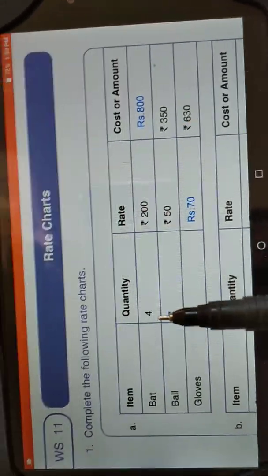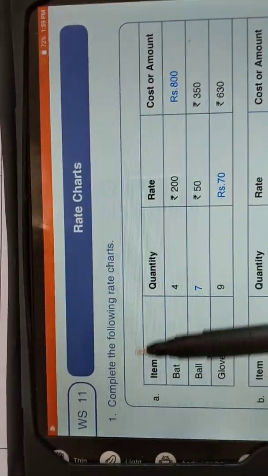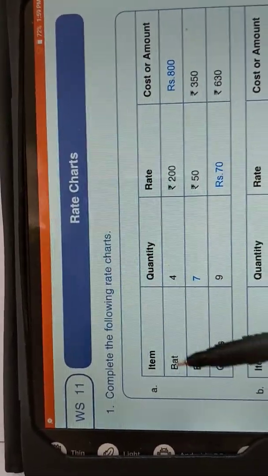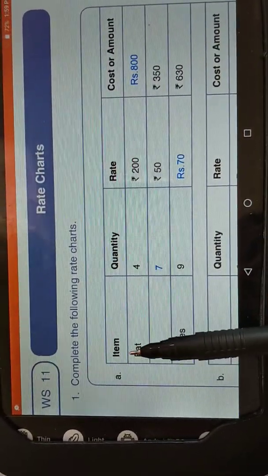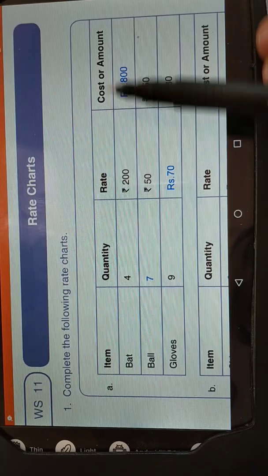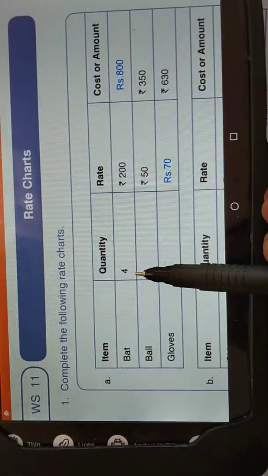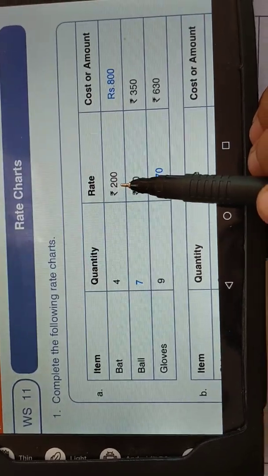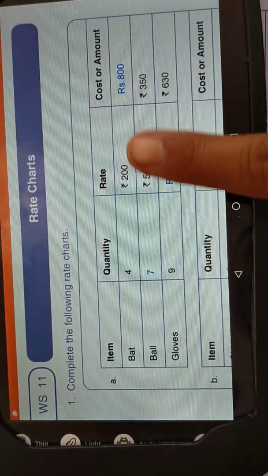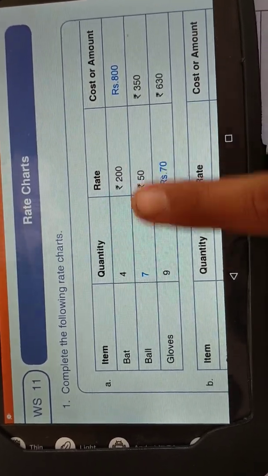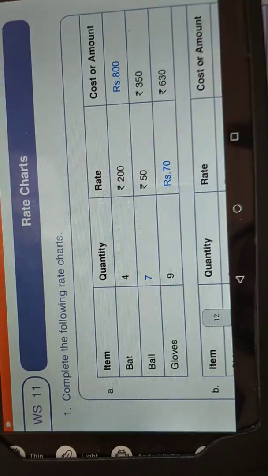Okay students, now look at this. Worksheet number 11, rate chart is there. Complete the following rate chart. So in that, here are the item, quantity, rate, cost or amount. Bat, quantity is 4, rate is 200. One bat's price is 200. So 2 into 4, 2 4s are 8. Answer will be 800.